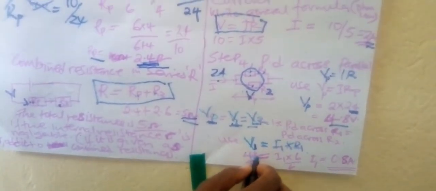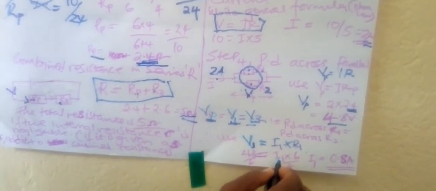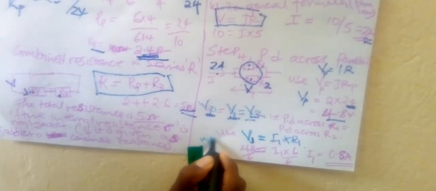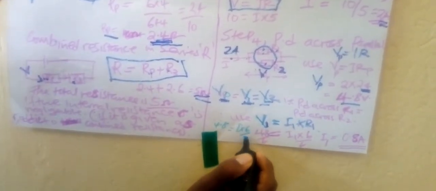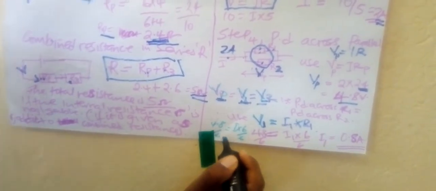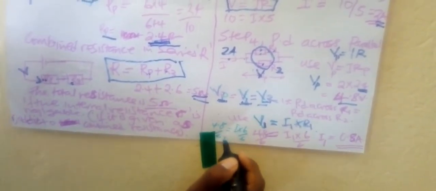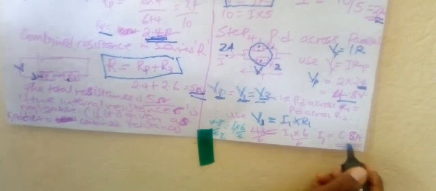So that's why we substitute in. We put in 4.8 equals I times 6. So 4.8 equals I times 6, divided by 6 on both sides, so our I1 will equal 0.80 amperes.